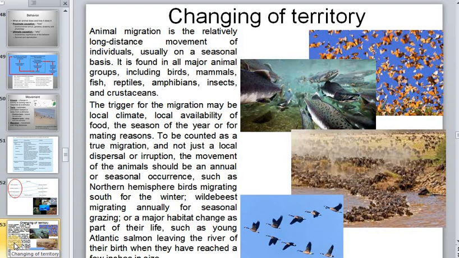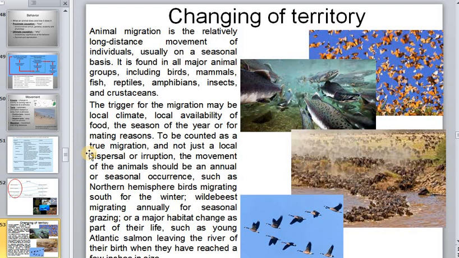Changing of territory. Animal migration is a relatively long distance movement of individuals, usually on a seasonal basis. It is found in all major animal groups, including birds, mammals, fish, and reptiles, and the trigger for the migration may be the local climate, local availability of food, the season of the year, or mating reasons.